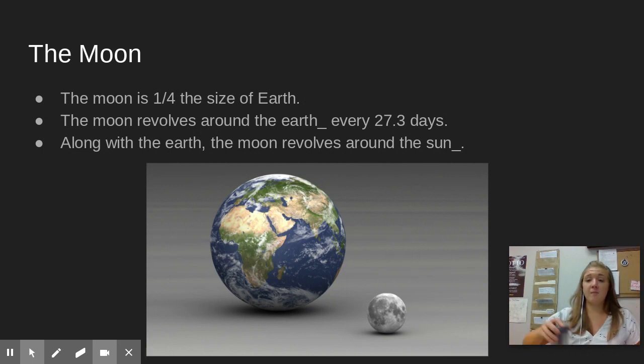So the moon is rotating as well as the Earth, but it does not rotate or spin as fast. So you have the Earth, it's spinning while also revolving. Then you have the moon that's spinning a little bit, but also revolving around the Earth as it revolves around the sun. Kind of like this, if the sun were in the middle. Okay?